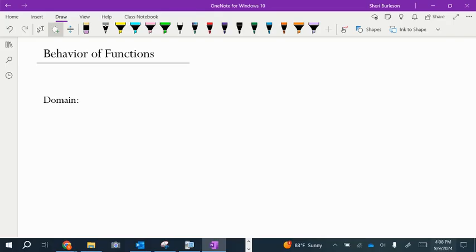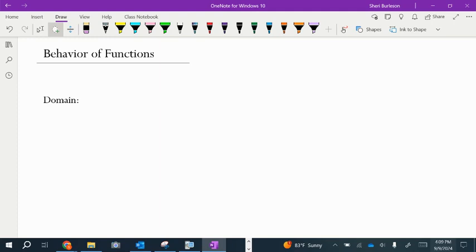So we're going to look at behavior of functions, and a lot of it's going to be related to what is happening, what is the behavior on the graph. Okay, so we need to define a few terms, and then we will start looking at functions.